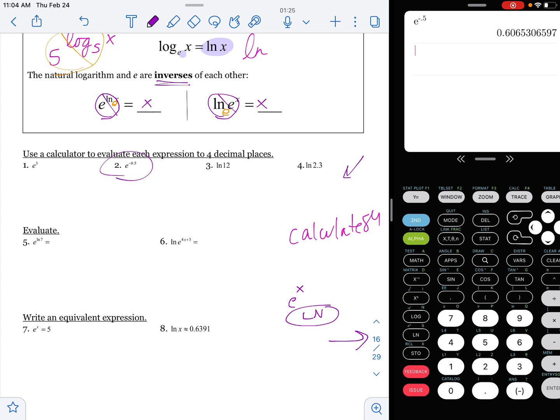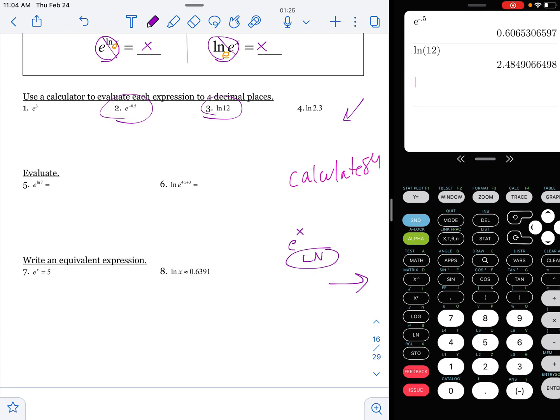Negative 0.5, and then enter, and then I can see my answer. And just like with the regular graphers, the answers will stay on the screen. If I wanted to do just an ln, so let's say I was doing this problem here, ln of 12, I would just press ln, and then 12, and then enter.